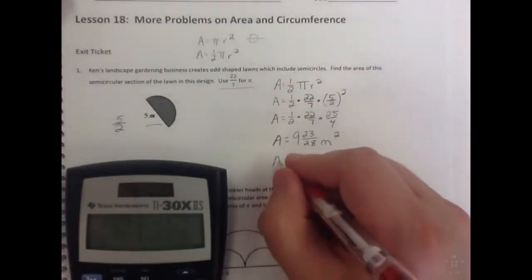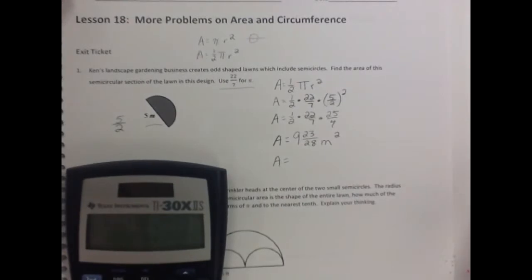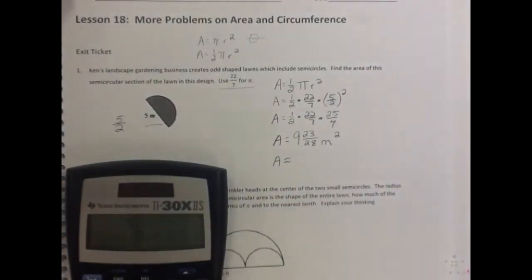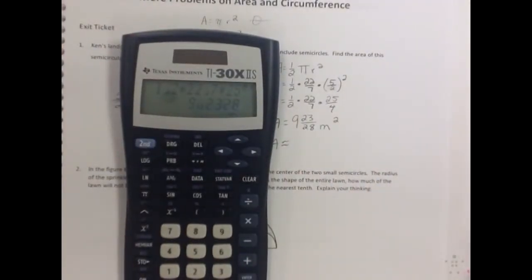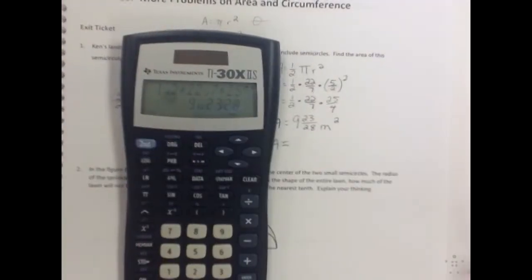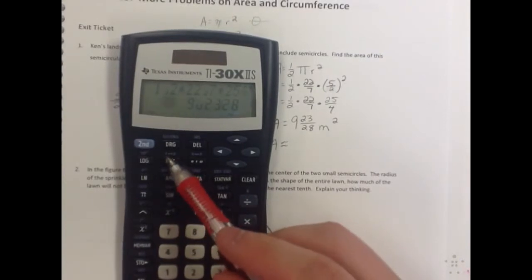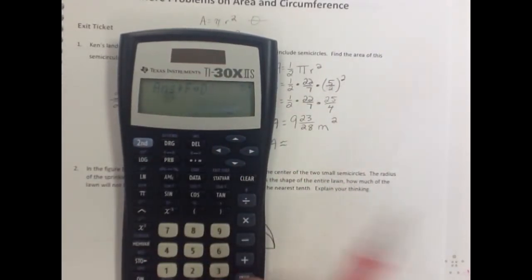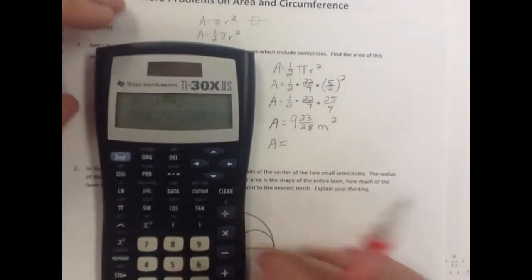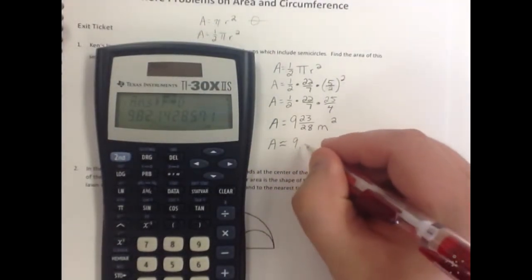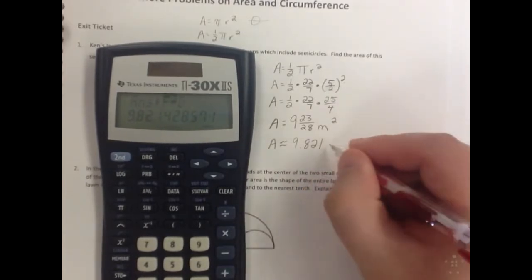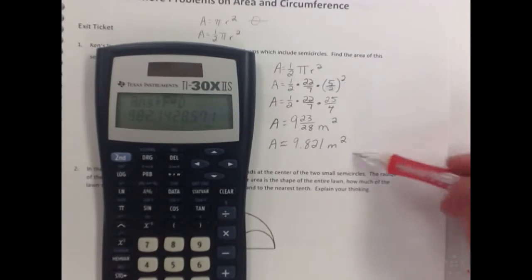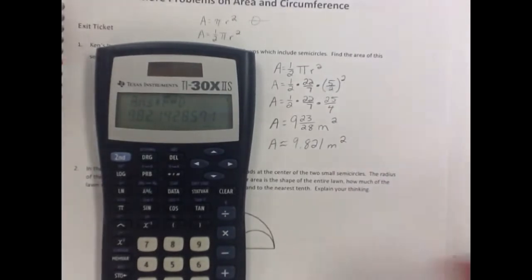Okay? If I want to use it as a decimal, I could say A is approximately, and all I do on my calculator, if I want to turn a fraction to a decimal, you hit the second key and you find the F to D. It means fraction to decimal or decimal to fraction. Click that button and you end up with 9.821 meters squared. That would also be correct. Either answer is correct. Okay.